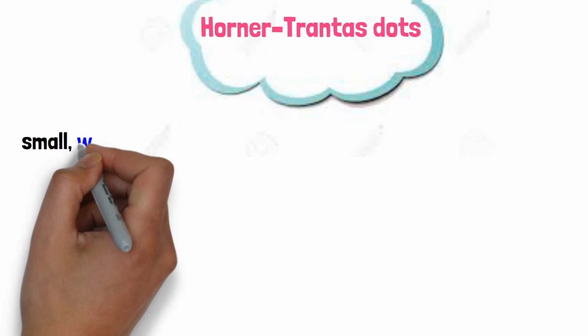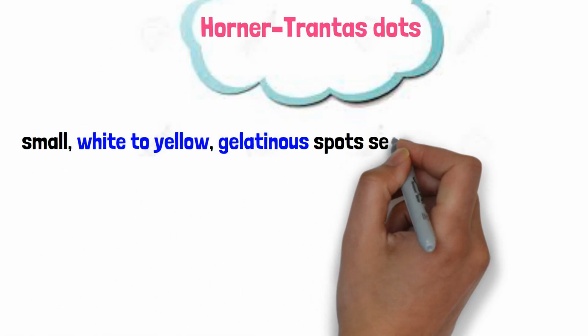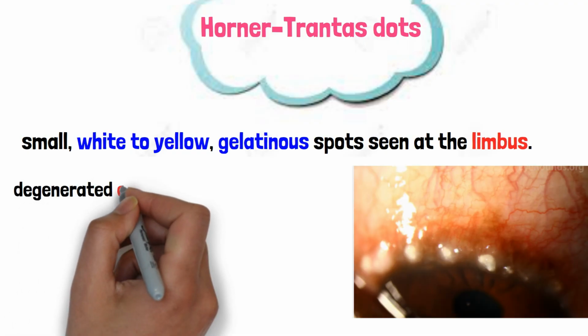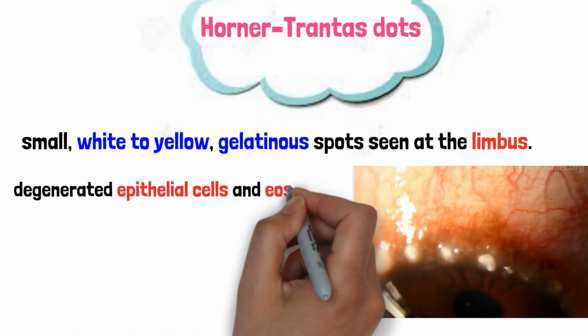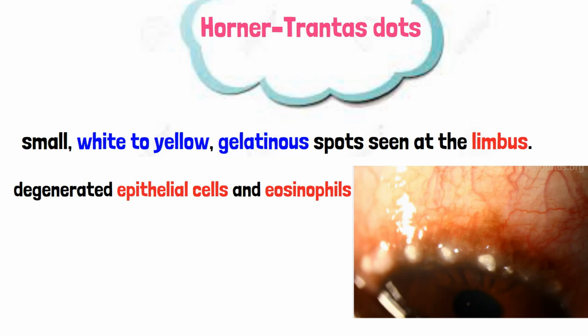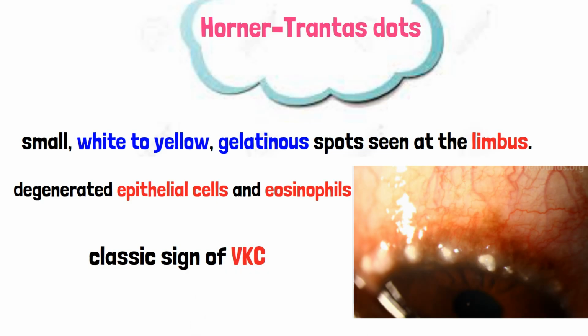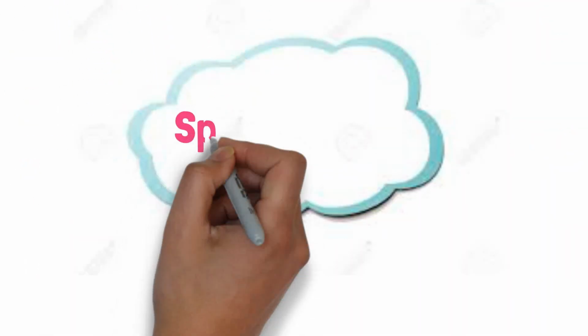Horner-Trantas dots are small, white to yellow, gelatinous spots seen at the limbus. They are composed of collections of degenerated epithelial cells and eosinophils. These dots are considered a classic sign of vernal keratoconjunctivitis, especially in the limbal form. Let's move on to the next question.